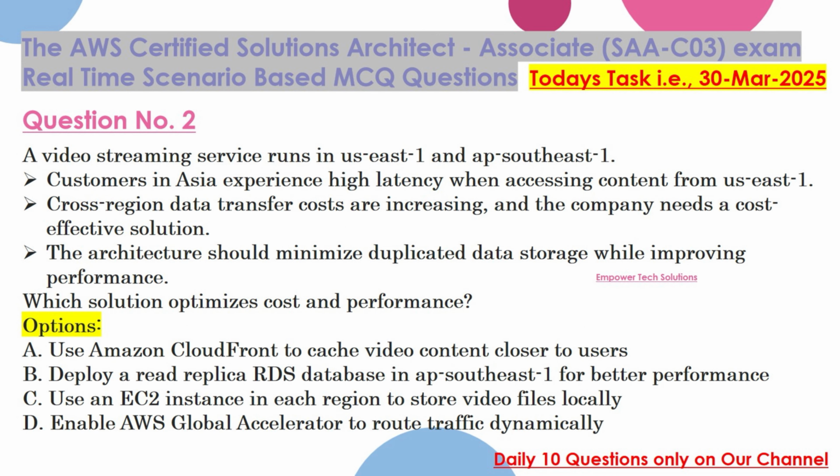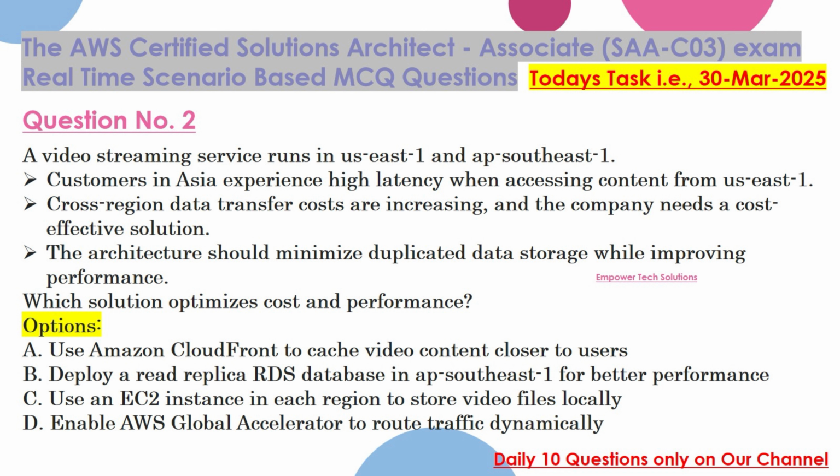Question 2. A video streaming service runs in US East 1 and AP Southeast 1. Customers in Asia experience high latency when accessing content from US East 1. Cross-region data transfer costs are increasing, and the company needs a cost-effective solution. The architecture should minimize duplicated data storage while improving performance. Which solution optimizes cost and performance?